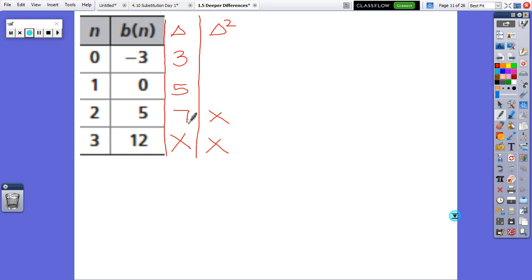So if we look at this, we know that these differences are not the same. That means that we have to do another difference column. So 7 minus 5 is 2, 5 minus 3 is 2. So from here, what we can do is we can do the recursive.